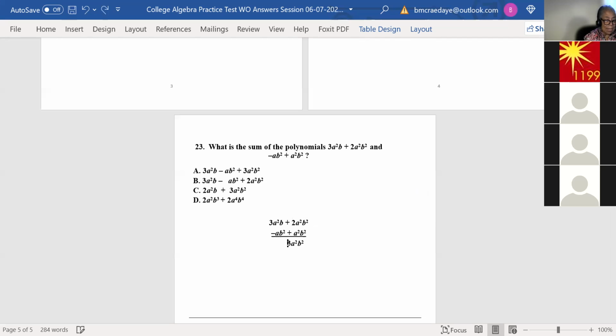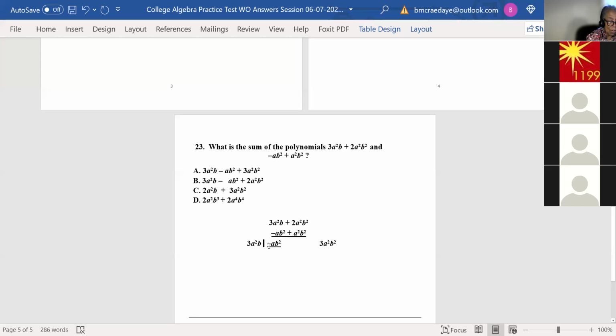Anything else we can add together? No, because everything else is different. So this, we just bring this down, 3a squared b. And the minus ab squared, it's not going to give any other term. We just copy that because it doesn't add up to anything, since it's not like any of the other terms.